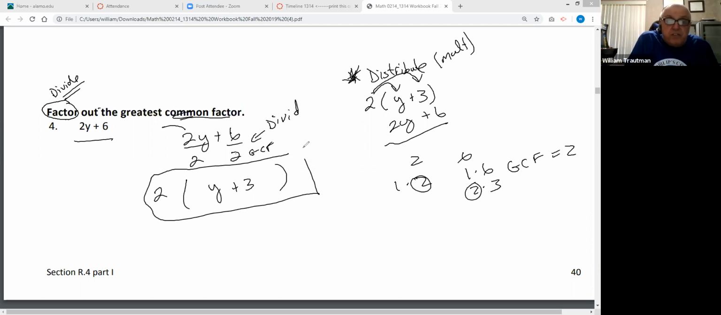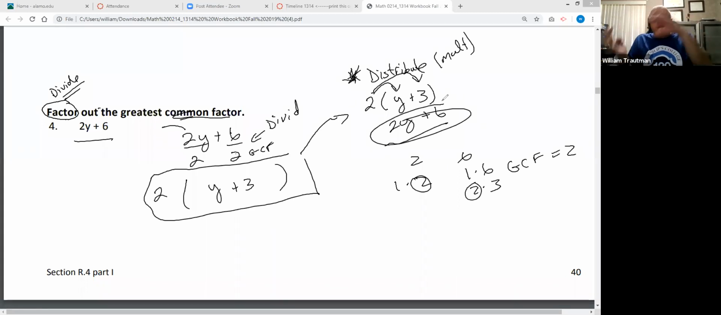Do you see now if I distribute, I'm right back where I began. Factoring out is the opposite of distributing. So we're just going to divide by the greatest common factor. Factoring out the greatest common factor. Factoring means divide. And we have this 2 sitting in front. These 2 equal each other. If I went back and distributed it, multiplied it, I'd be right back where I began.